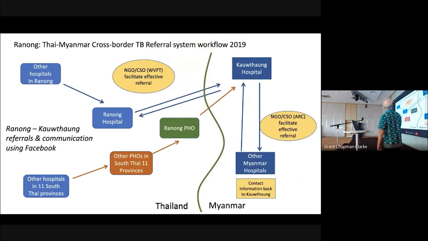This is another example from the border region, between Thailand and Myanmar, in an area called Ranong, between the provincial head office and the Ranong hospitals, where they organize the referrals with the twin hospitals on the other side of the border, which is Khao Tong hospital in Myanmar. And from there, the patients are referred to other hospitals and other regions in Myanmar.